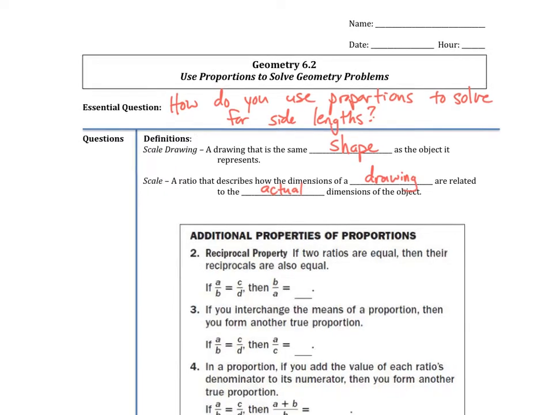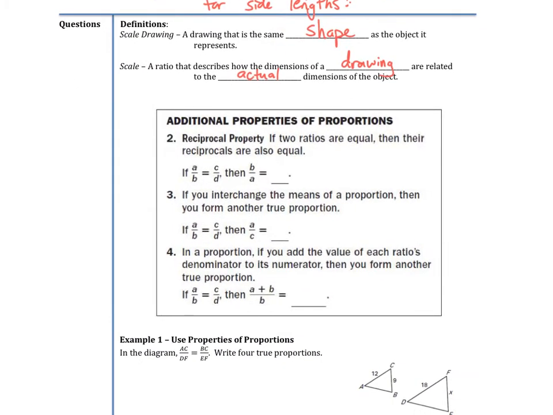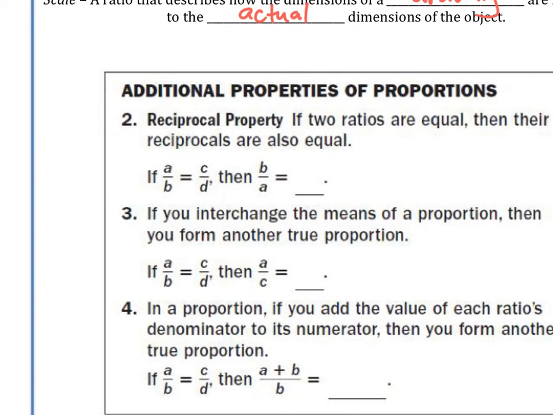Some additional properties of proportions is the reciprocal property, and that says if A over B is equal to C over D, then B over A is equal to D over C. So essentially, it's flipping both fractions. So when you flip them, they're still equal to each other.